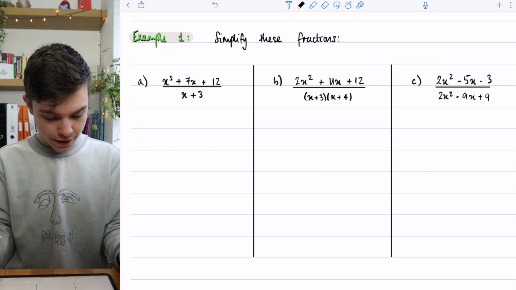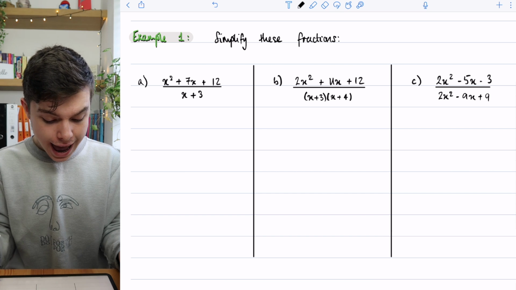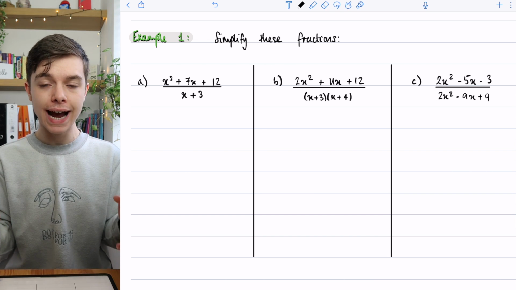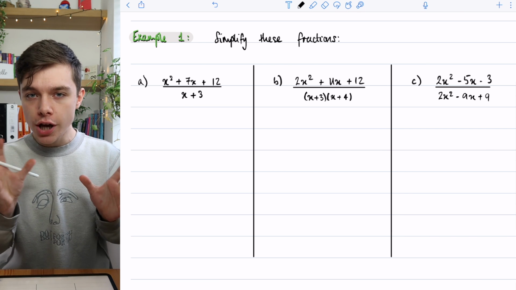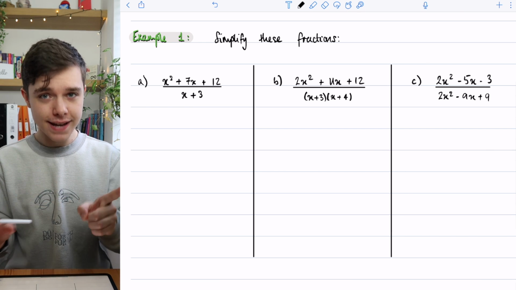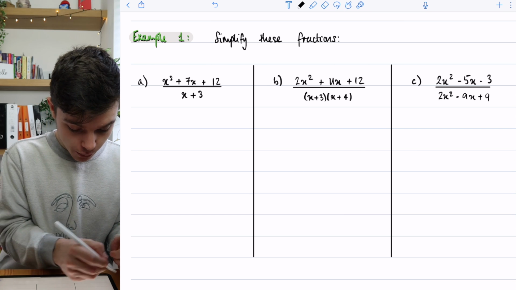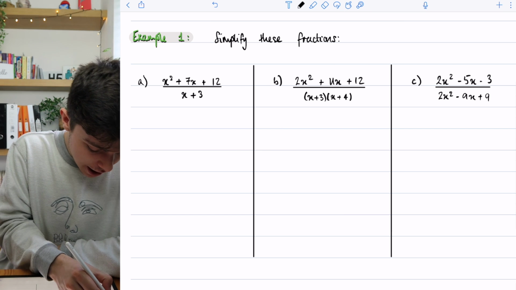Okay, let's see whether you got part A right. So part A is actually quite simple. All we really have to do is use division. We have to use division for all 3 of these, but using division is only accessible once we've factorised. So we need to factorise, and I'll write this here.